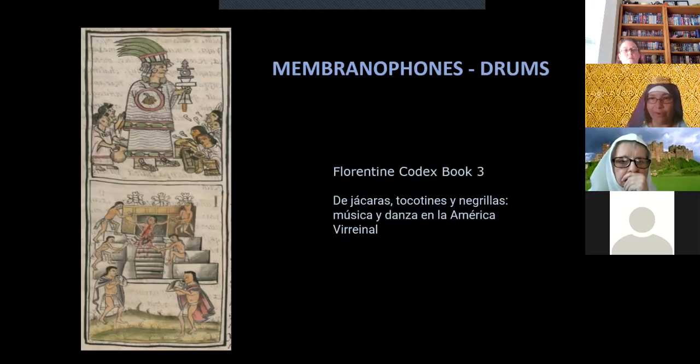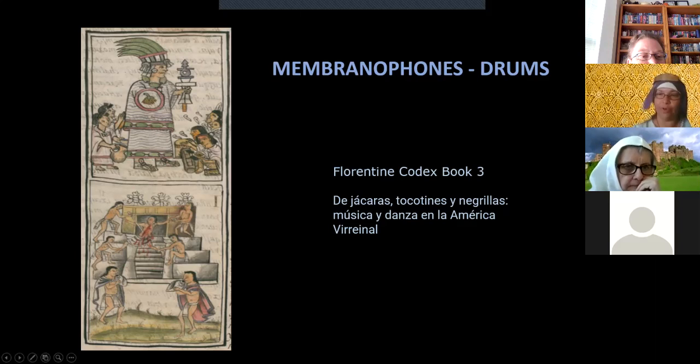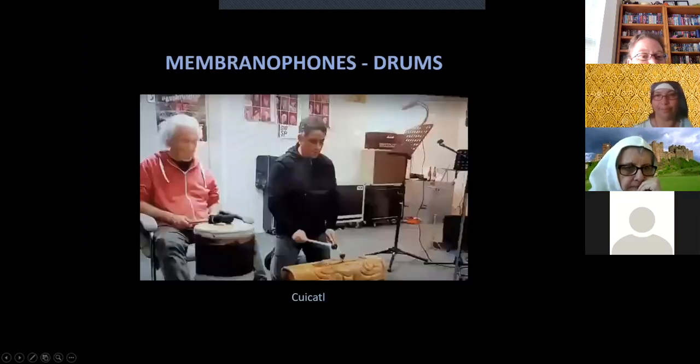We have here another example of both together at the same time. This one is from Florentine Codex, Book 3. And in this example, we're going to see both drums at the same time.